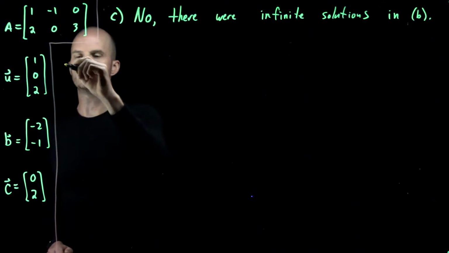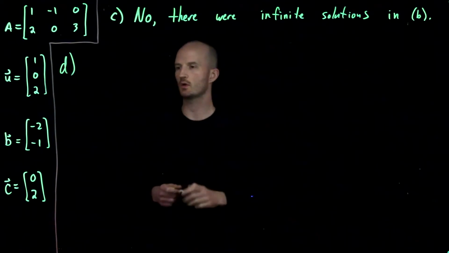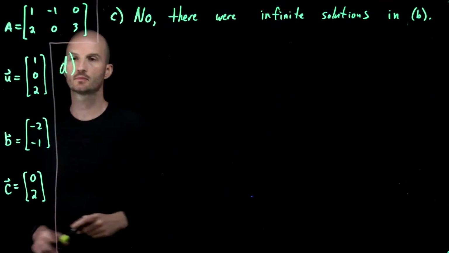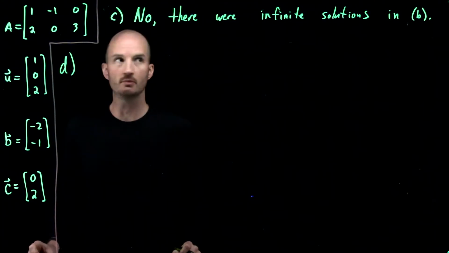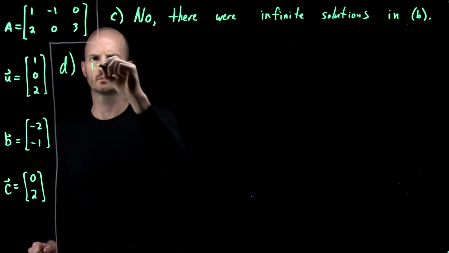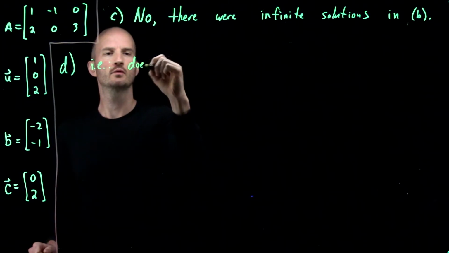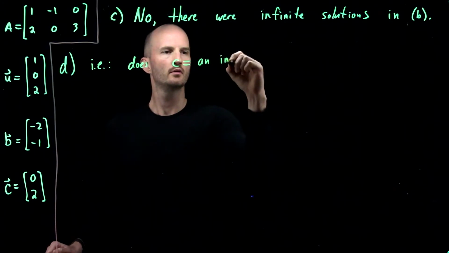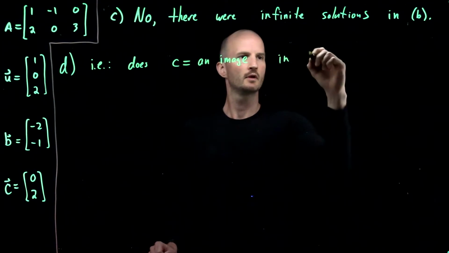Okay, D. So in part D, what are we doing? We want to find if this guy is in the range of A. What is the range? The range is the collection of all images. So what is an image? So we'll rephrase this, i.e., does C equal an image in this case?